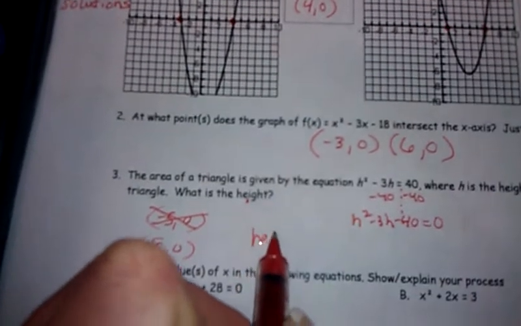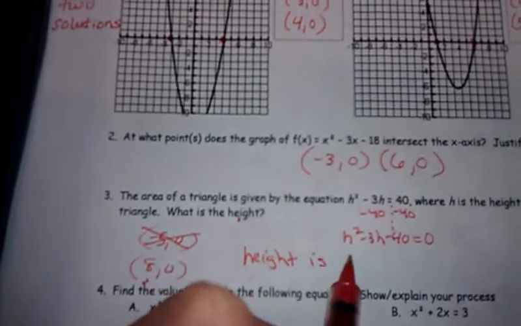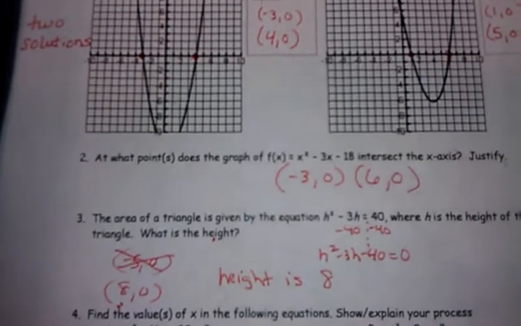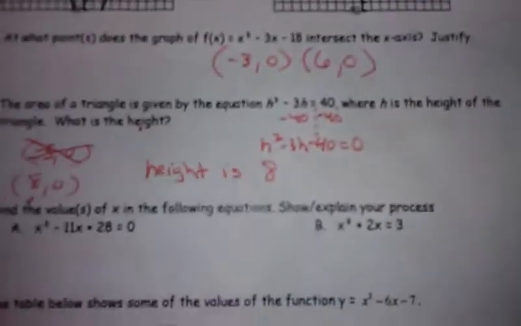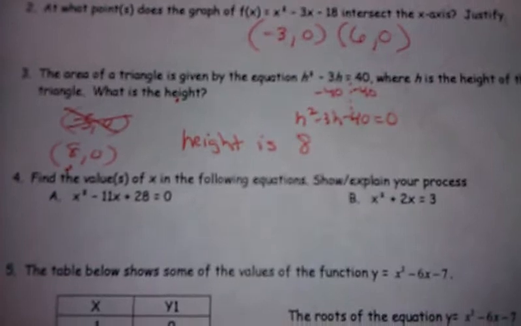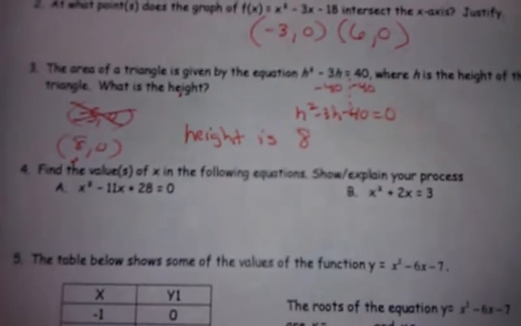So the height is 8. Now 8, what? We don't know what it is right there in the triangle. Okay, so here's the next two. If you want to try those and come back and see how you do.